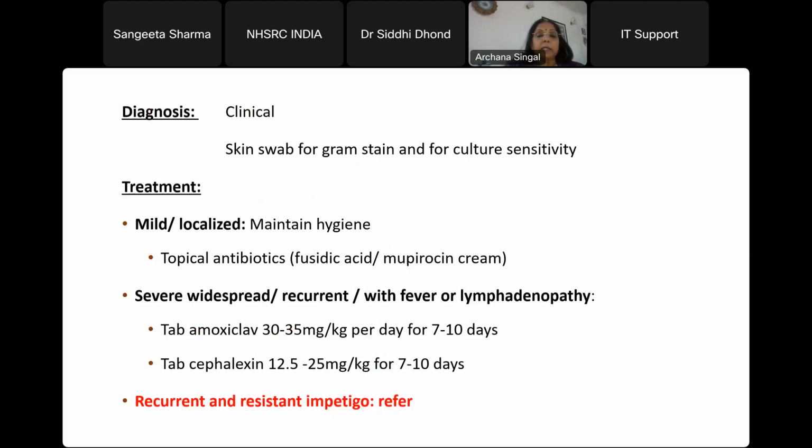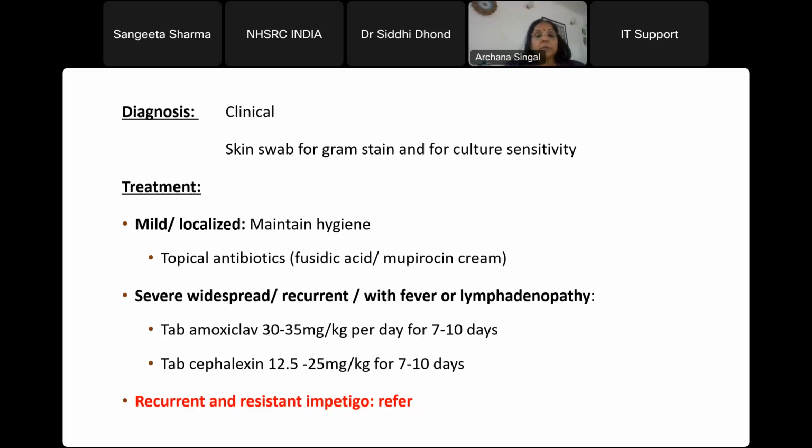How do you treat them? Maintain hygiene, cleaning with soap and water, because whenever there is a skin infection, people stop using soap and water, but you have to use soap and water. Remove all the crust gently so that the area is exposed for topical application. Otherwise, if you apply topical antibiotic over the crust, it's not going to penetrate where the infection actually is.